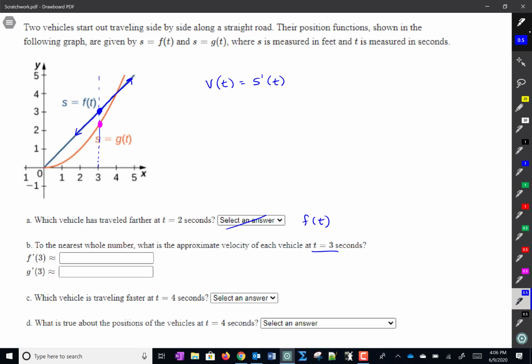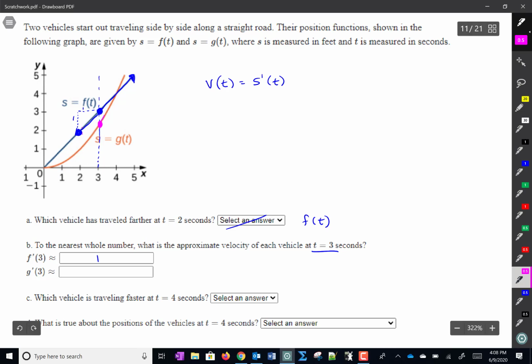And approximating the slope of this line, if I go from this point, which is on the line, to this point, it looks like if I go up 1 and then over 1, that gives me an approximate slope of 1 over 1, which is 1.